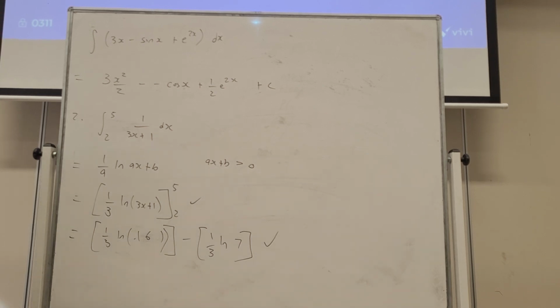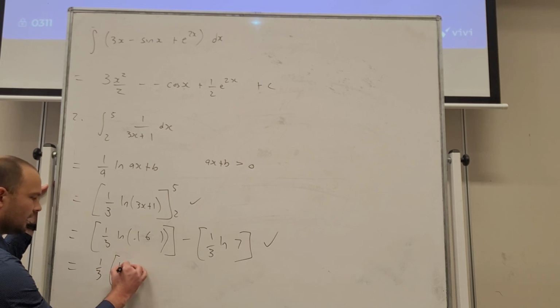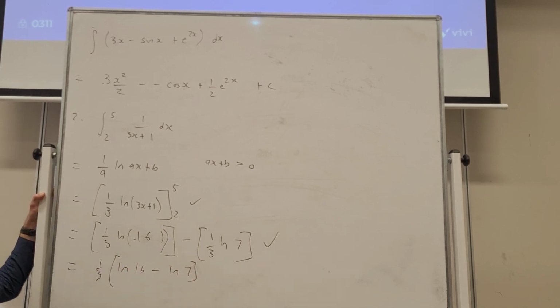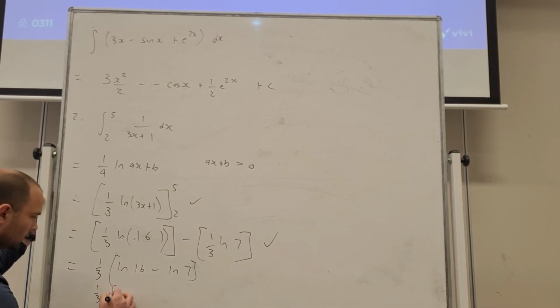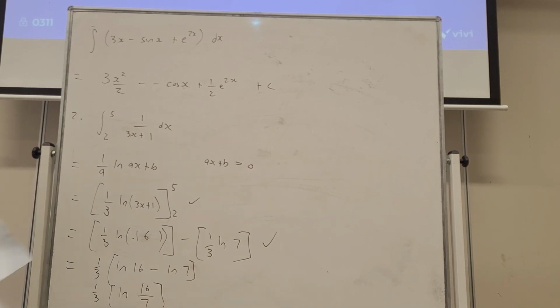And there's a couple of ways to deal with it from here. I'd think about it like a third is a common factor, and we have ln of 16 take ln of 7. So log of a take log of b simplifies to log of a on b. All right, so we have a third ln of 16 on 7. All right, so using the log rules there as well.